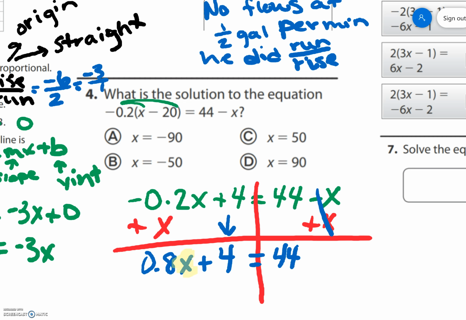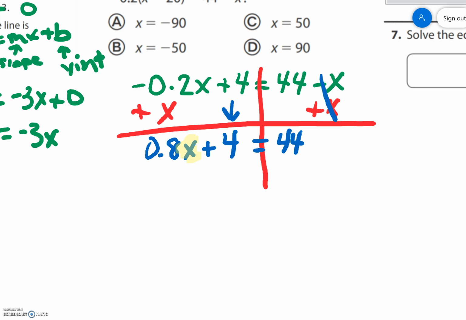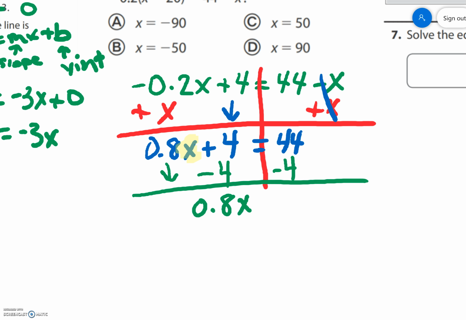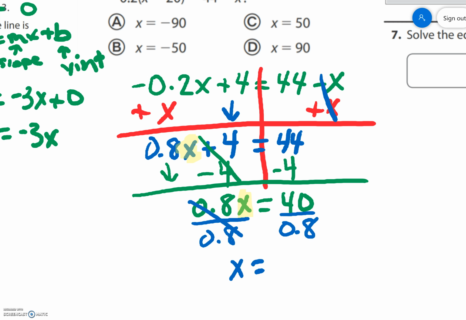So still trying to get x by itself. Got to move the 0.8 and the 4. The first one we move is the 4. It's a positive 4, so I'm going to subtract 4 from both sides. So I'm left with 0.8x. The 4's cancel, equals 40. Still trying to get x alone. x is being multiplied by 0.8, so we're going to divide. Use those inverse operations. So that cancels, x equals, and we do 40 divided by 0.8 to get 50. x equals 50.